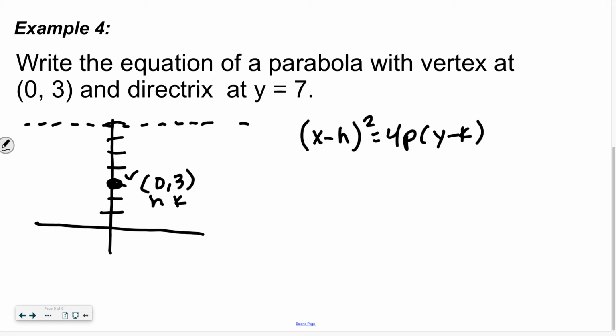And then what is the number? -4. Okay. We're counting back 4 to the, or up 4 to the directrix, so we would have counted down 4 to the focus point. And so p is -4 again. We come up with, well, I could really write x squared over here. X squared equals -16 times y minus 3.